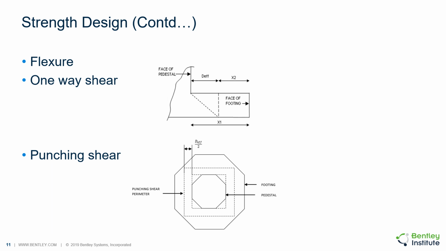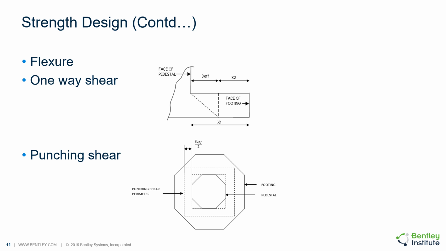Strength checks are carried out as per the guidelines of ACI 318 and also the PIP STE 03350. If the pedestal is octagonal, an equivalent square pedestal having equal area is calculated. Moment is checked at the face of the equivalent square pedestal. One-way shear is checked at a distance of D from the face of the equivalent square. Both moments and shears are calculated considering a 1 feet wide strip and as if it is supported as a cantilever from the edge of the equivalent square pedestal. Punching shear is checked at a distance D by 2 from the face of the equivalent square pedestal.